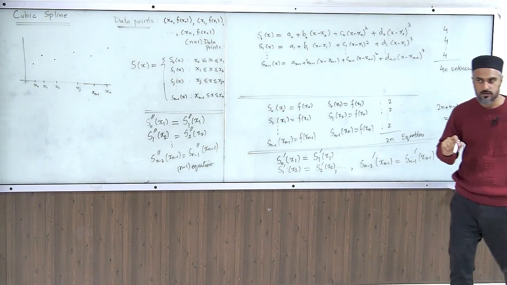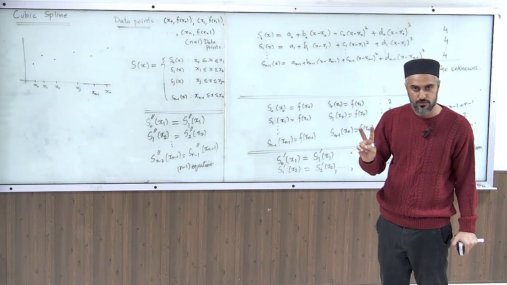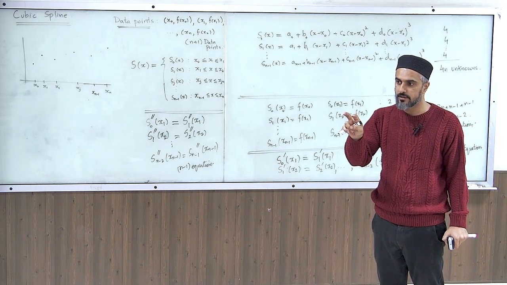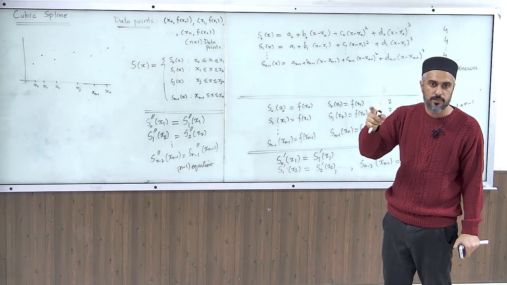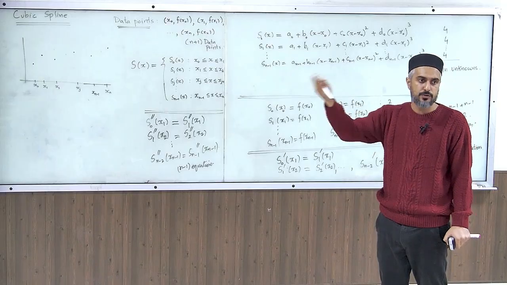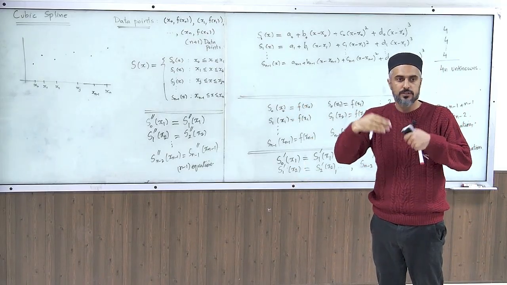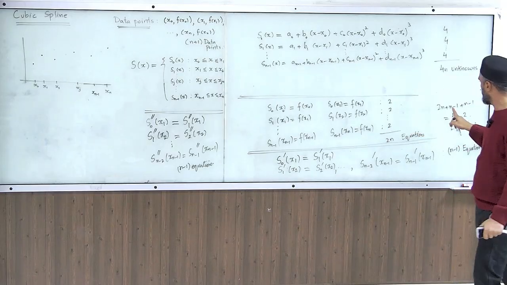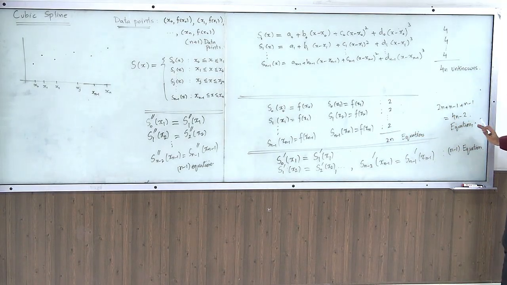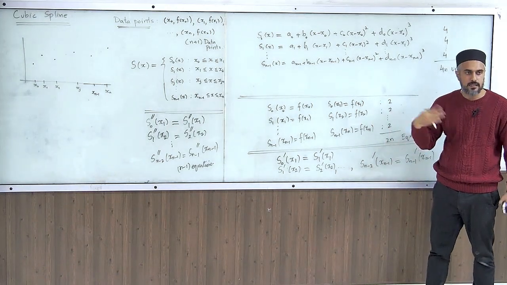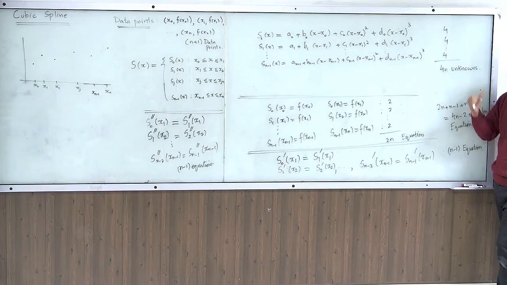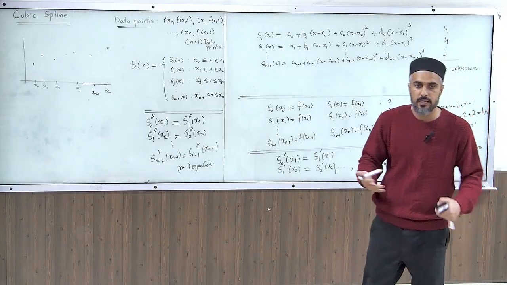4n unknowns. Okay, how many endpoints do we have? 2. Now if I impose a condition on each endpoint, I will get 2 equations. So what I see is that when I impose the conditions at the endpoints, the total equations increase, and if I don't impose them, the total equations are fewer. If I add those 2 conditions, the total equations will be 4n, the same as the unknowns, and we can solve them and get a unique solution.